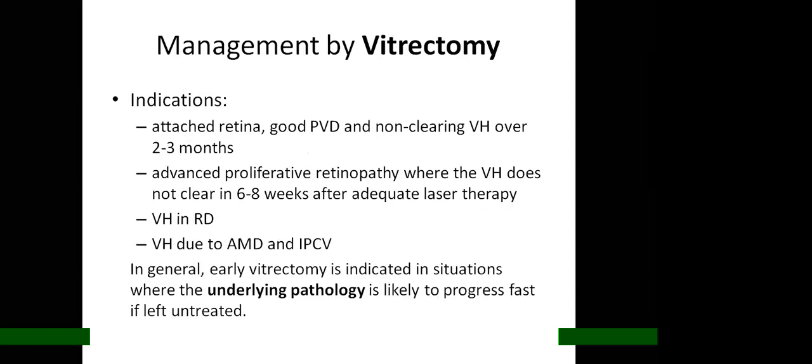So management by vitrectomy will be done for non-clearing vitreous hemorrhage, where you're fairly certain that the retina is in good condition and the disease will not progress. So like we said, like a well-lasered retina, you've seen this patient before, there's been a bleed, it's not clearing, you've given them 2 to 3 months, then you want to go in and clear the hemorrhage.